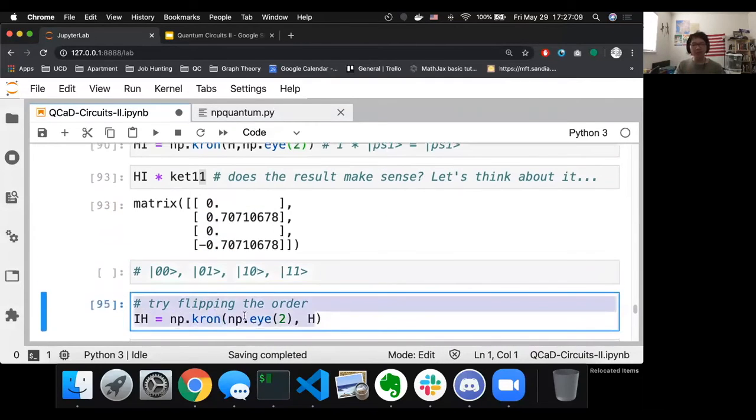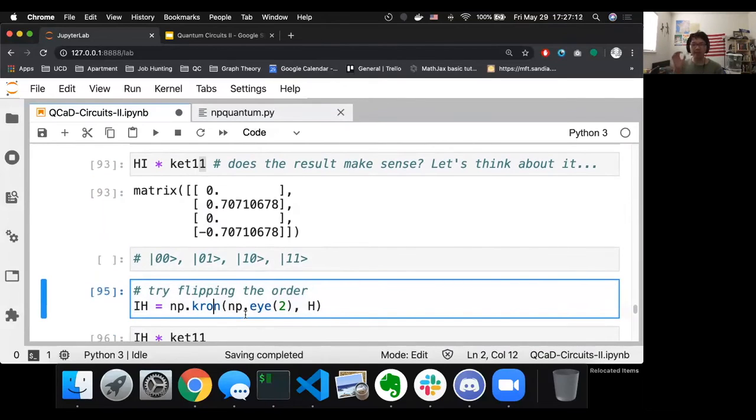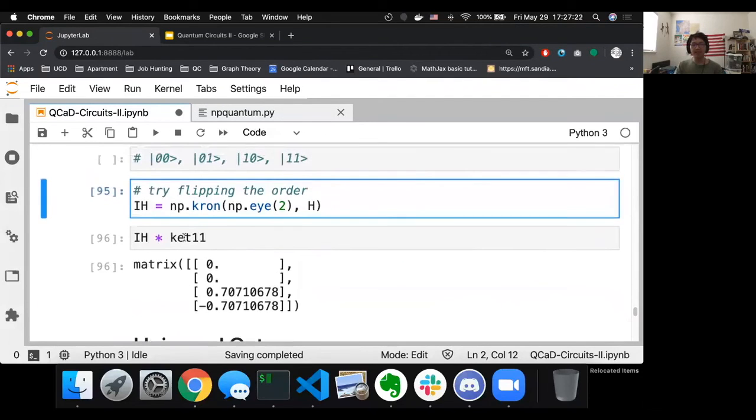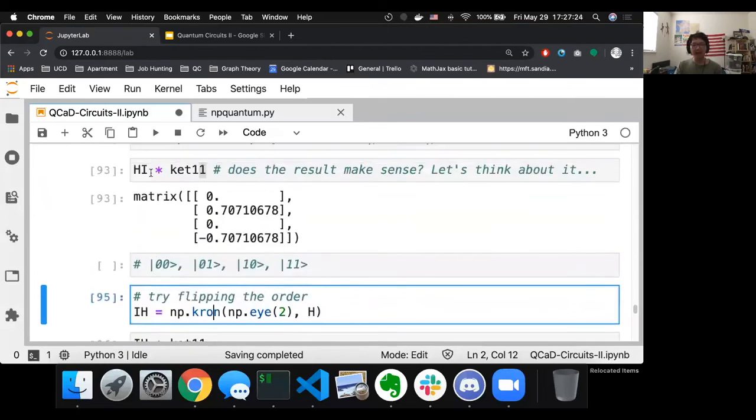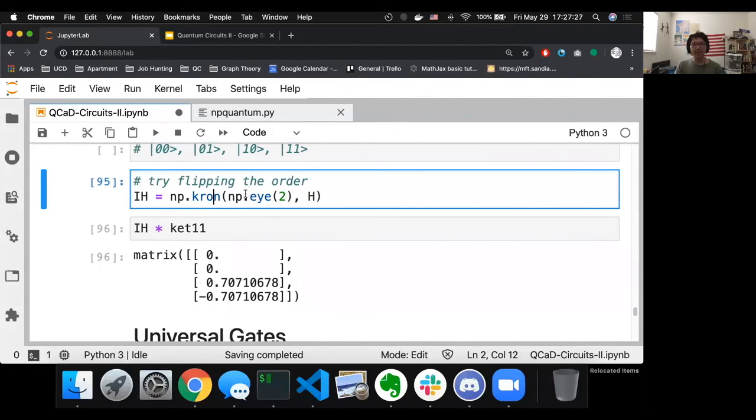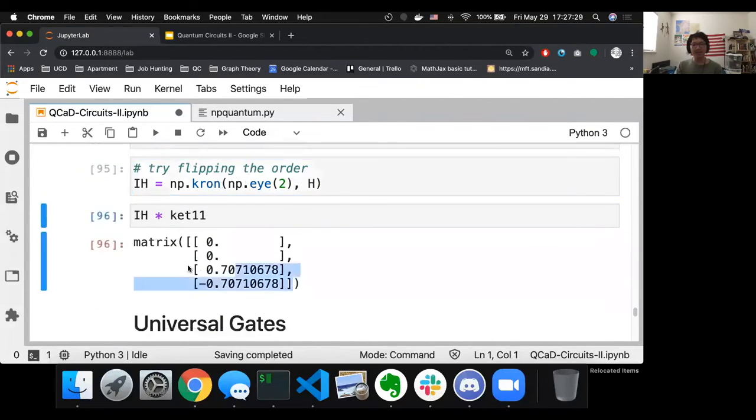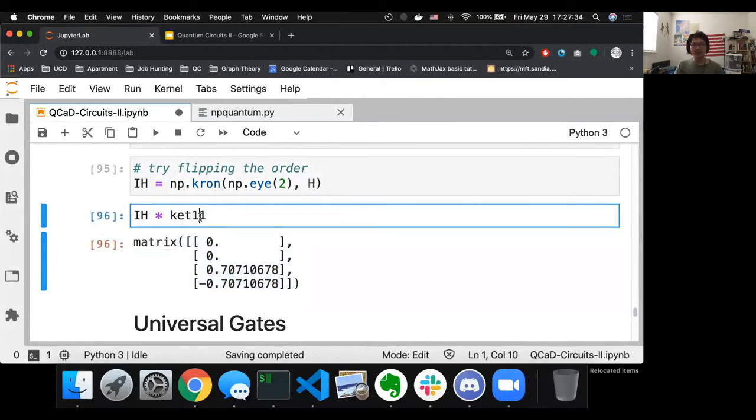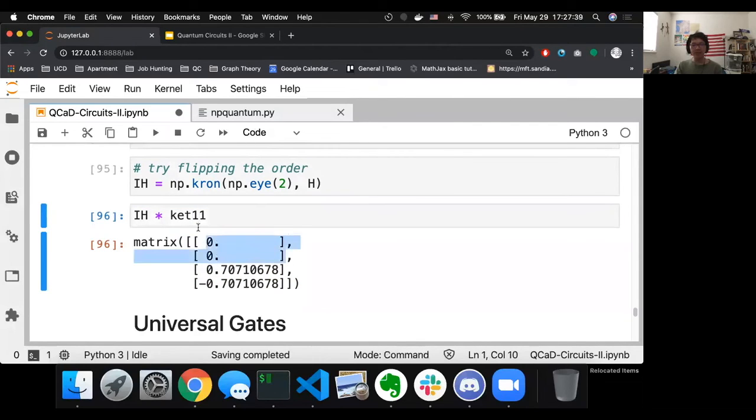Let's try flipping the order, and this is where order becomes important. For generating the state vectors with the Kronecker product, the ordering doesn't really matter too much. But for generating the multi-qubit matrices, the ordering matters very much. Because if we do IH instead of HI, the identity gets applied to the first qubit and the Hadamard to the second, and then we get this configuration here. And you'll notice that we don't want any probabilities where the first qubit is 0. And that's why 1, 0 and 1, 1 have these non-zero probabilities.